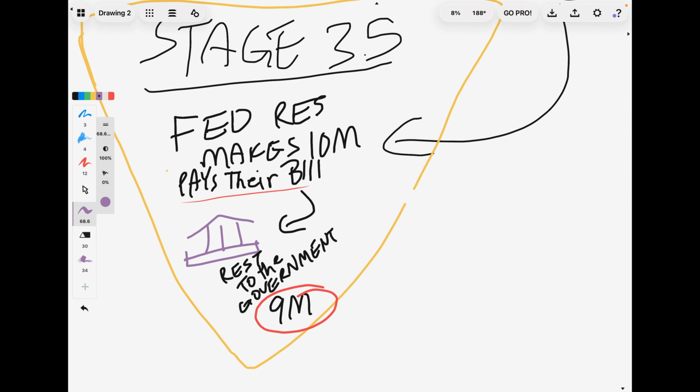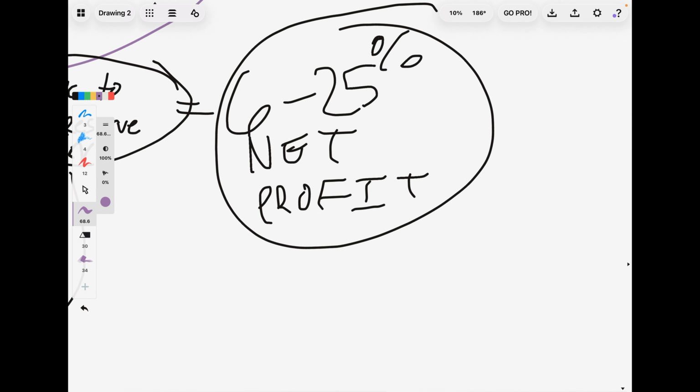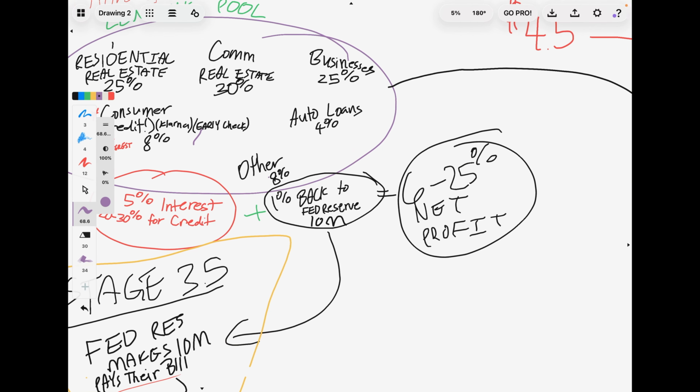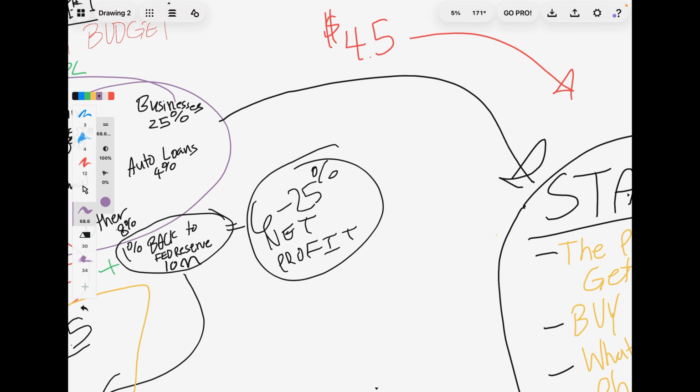And here's the key part: they pay their bills, which isn't much, and then they give money right to the government, and the government profits 9 million out of nowhere from there. Boom. Next, since the banks pay back their 1% interest, they're gonna profit 6 to 25% net profit, depending on how much consumer debt or consumer interest there is.